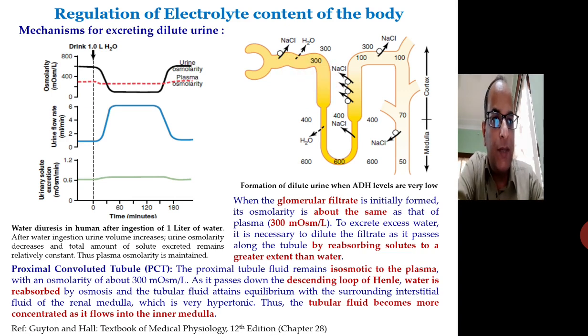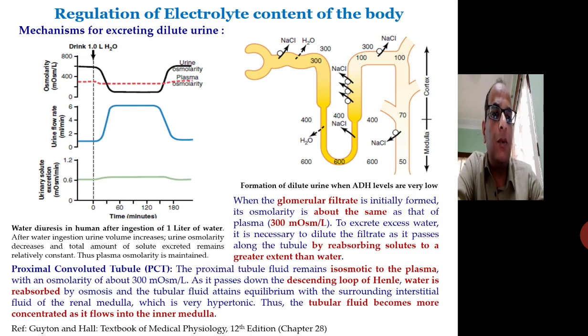To excrete excess water, it is necessary to dilute the filtrate as it passes along the tubule by reabsorbing solutes to a greater extent than water. So what happens in the proximal convoluted tubule? In the PCT, fluid remains isoosmotic to the plasma with an osmolarity of about 300 milliosmolar per liter.